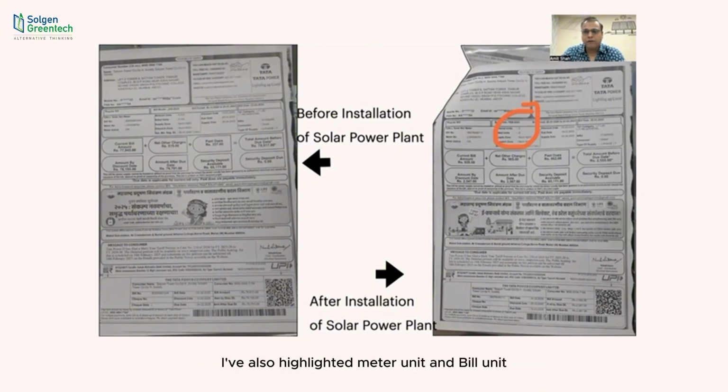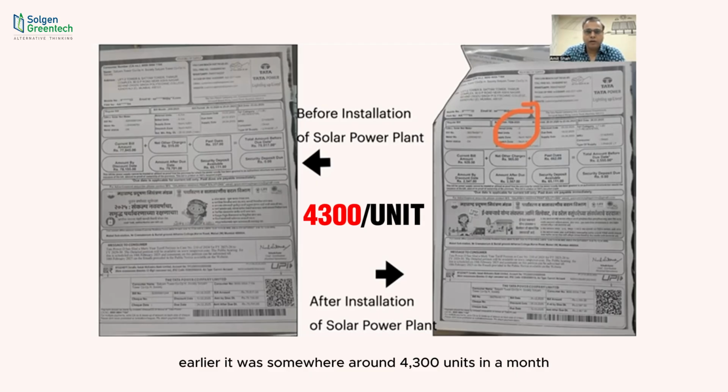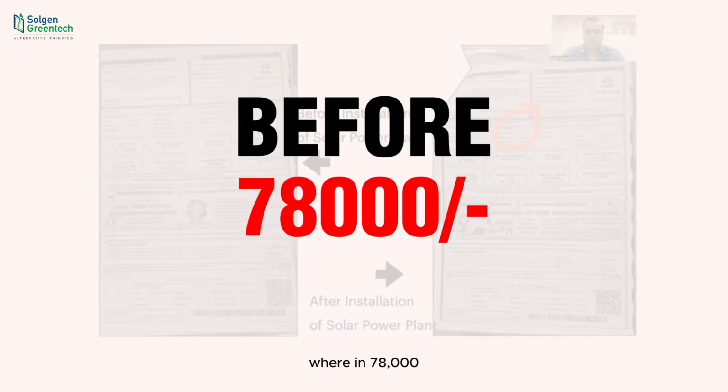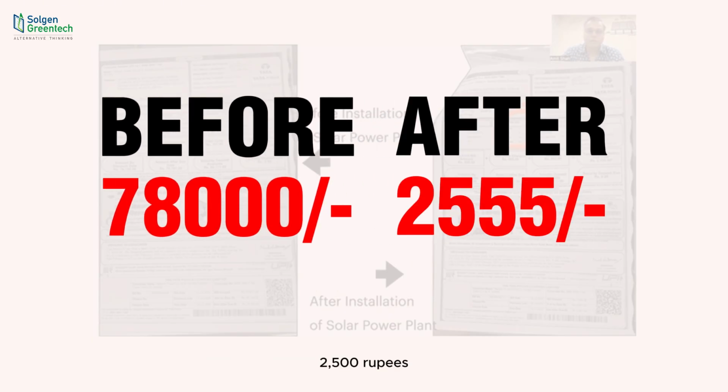And as you can see, I've also highlighted the meter unit and bill unit. Earlier it was somewhere around 4,300 units in a month, and now it's somewhere around 0 units. So you can see the difference, wherein a 78,000 rupees monthly bill can be converted into just 2,500 rupees.